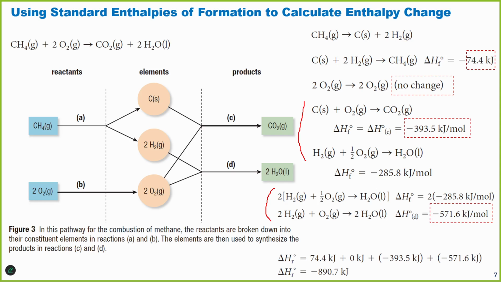So the change in enthalpy for the reaction is the sum of these values, which gives us negative 890.7 kilojoules.